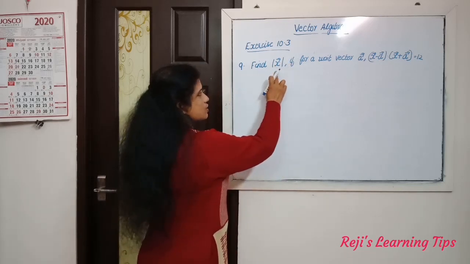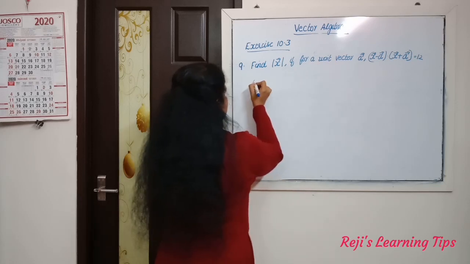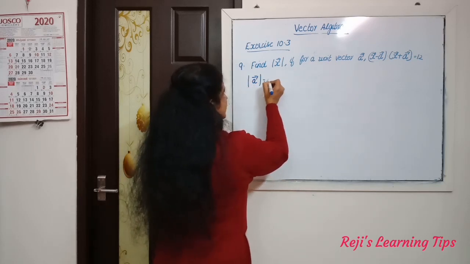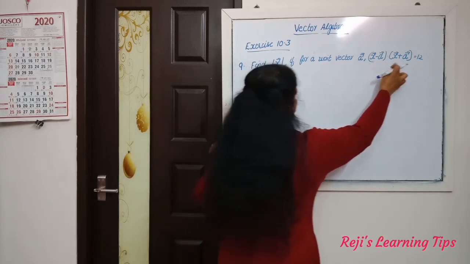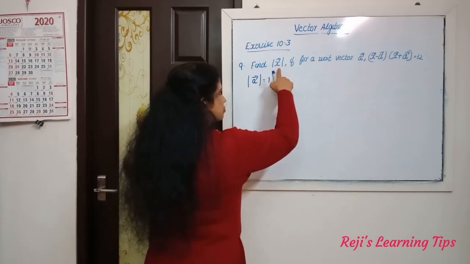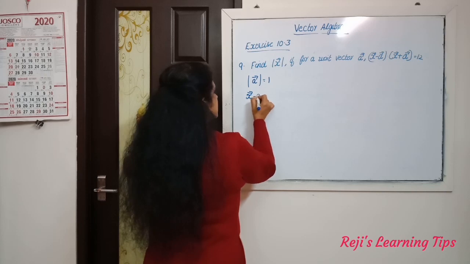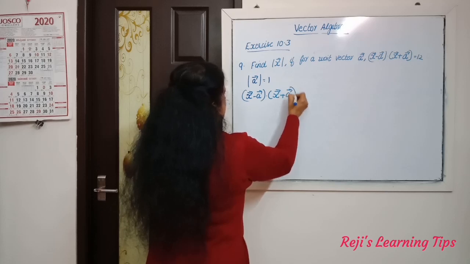Find modulus of vector x if for a unit vector, vector a. Vector a means that it is a unit vector, so magnitude of vector a is equal to 1. Then, x minus a dot x plus a is equal to 12. We should find the value of magnitude of x.